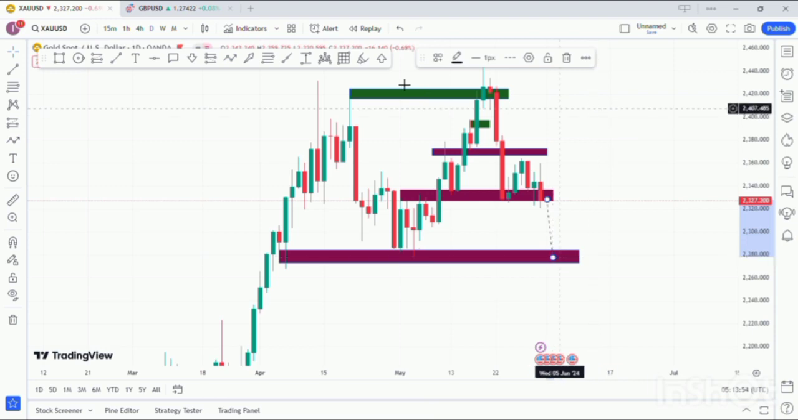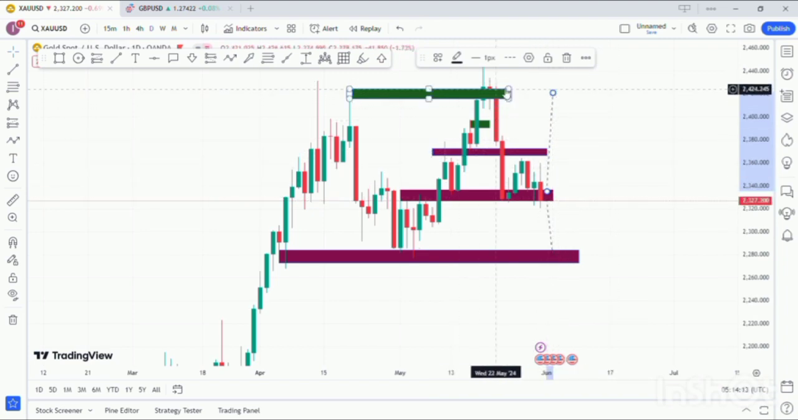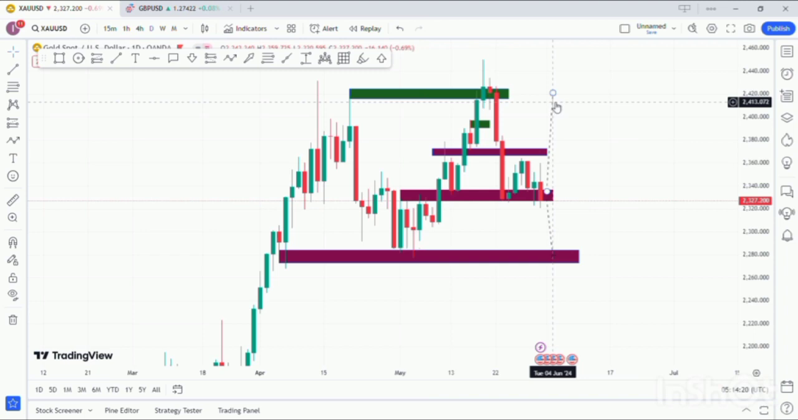But on the flip side, if price decides to reverse from where it is and continue upward, we'll be expecting movement to the upside to respect either of these resistance zones right here. So we're expecting movement to the upside to respect this resistance zone before dropping, or possibly respect the very valid resistance zone just above. So guys, let's move on to the 4 hours time frame to get a clearer picture of what we are looking at right here.